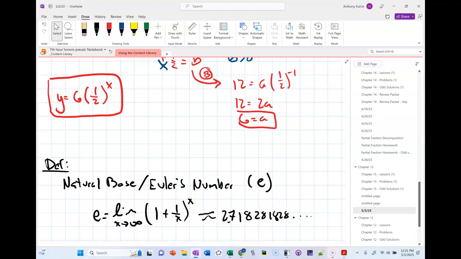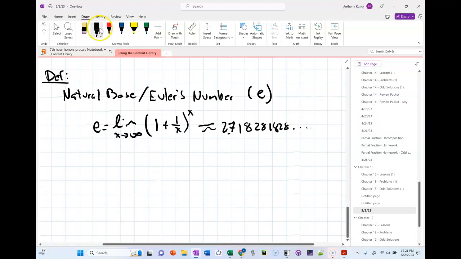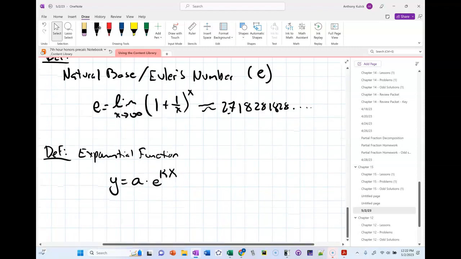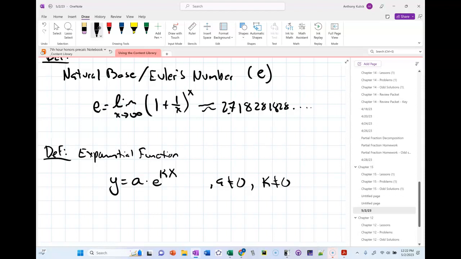All right. So with this in mind, we might say that we have a new definition then for our exponential function. So we can also write it as a times e to the kx. Again, we have some constraints, but there's less constraints, just that a can't be 0 and k can't be 0. Otherwise, we're good to go.